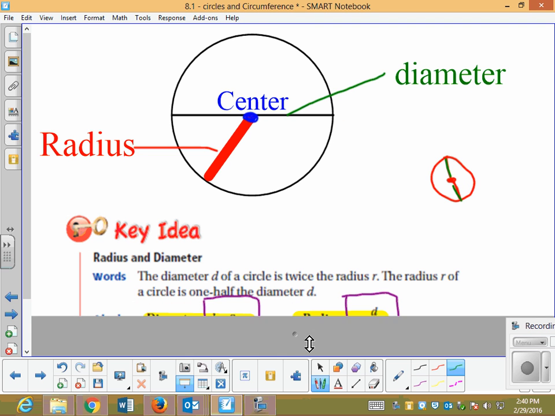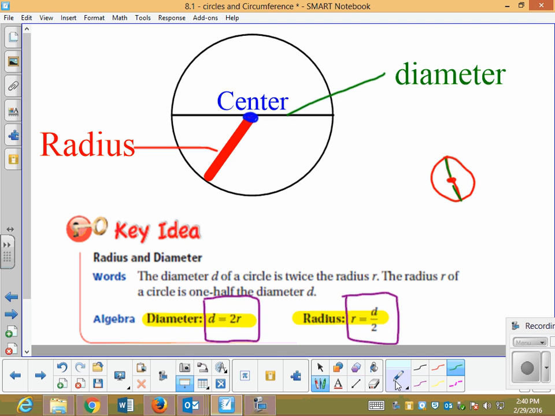So below here I have two formulas that you can write down that will help you to figure out a diameter or a radius on your assignment. I have here: a diameter is 2r. In other words, 2 radii gives you a diameter. A radius is just the diameter split in half. So if you have the diameter right here, follow the line, and if you split it in half, divided by 2, that gives you a radius.